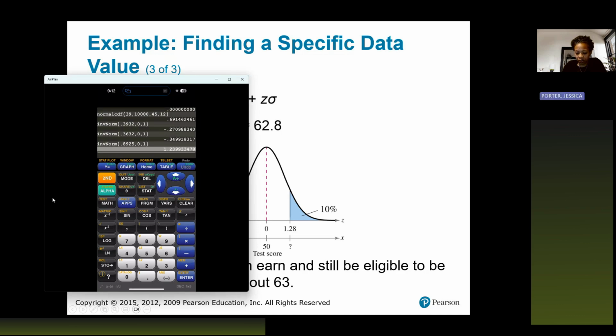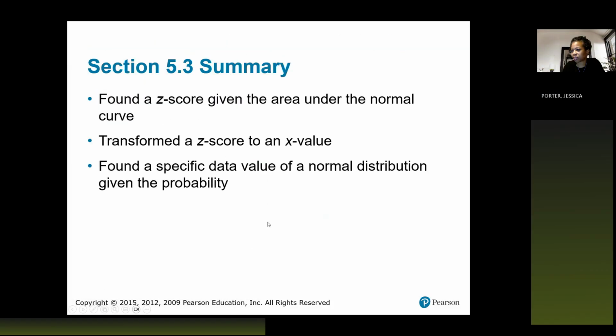Let me just do it again. Second vars, inverse norm, area of 0.9, comma, 50, comma, 10 as the mean and standard deviation, and it gives you that value, 62.81. Okay. All right. That is 5.3.